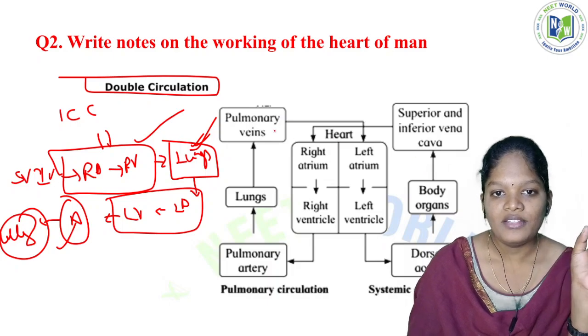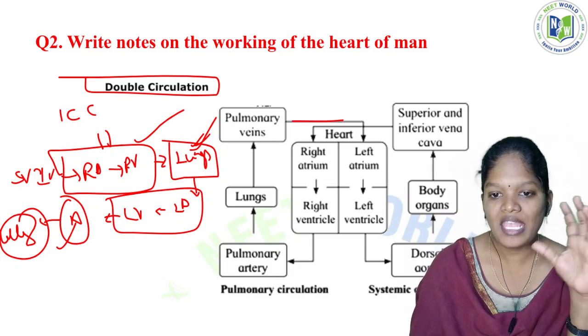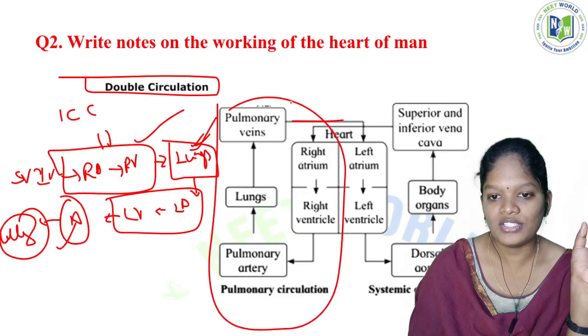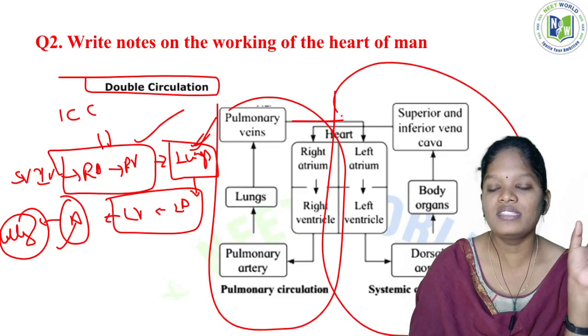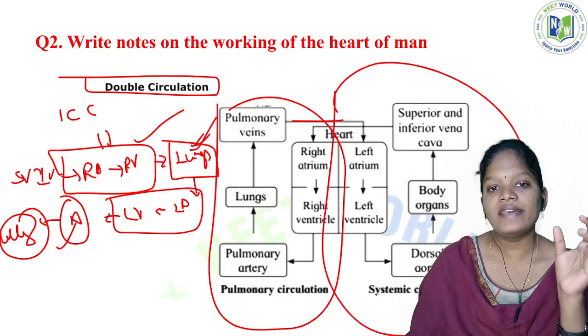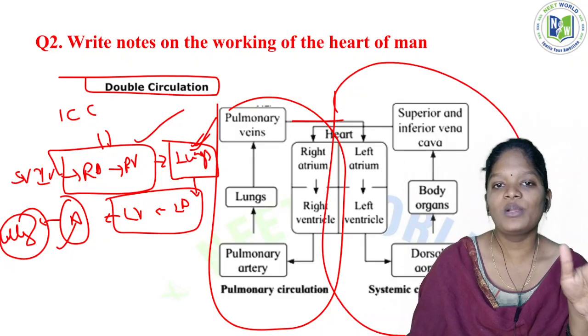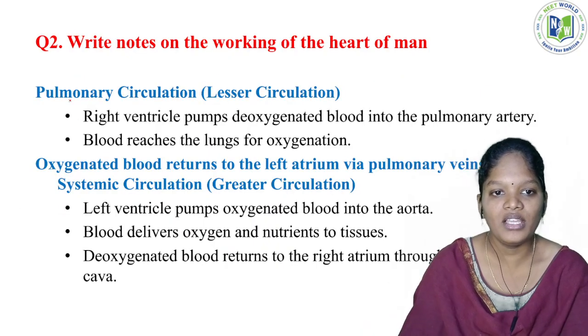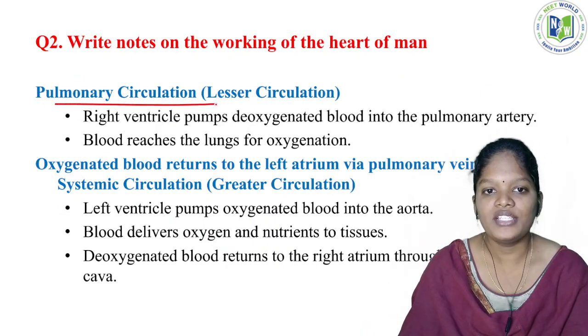From the pulmonary veins, the same thing. All these things will be the pulmonary circulation, all these things will be the systemic circulation. As two circulations are involved, we call this circulation a double circulation.